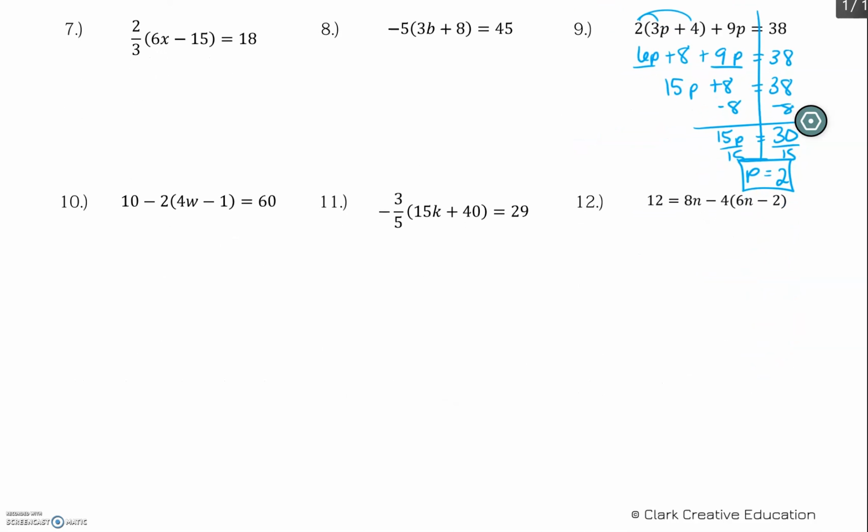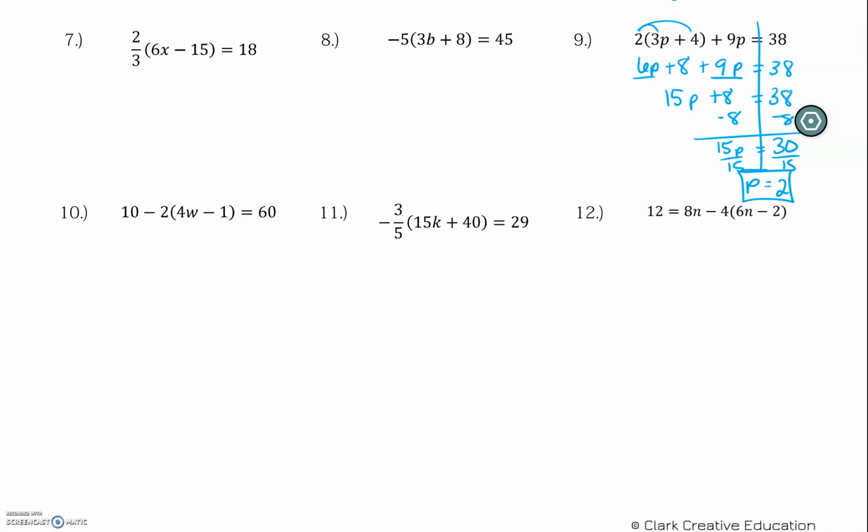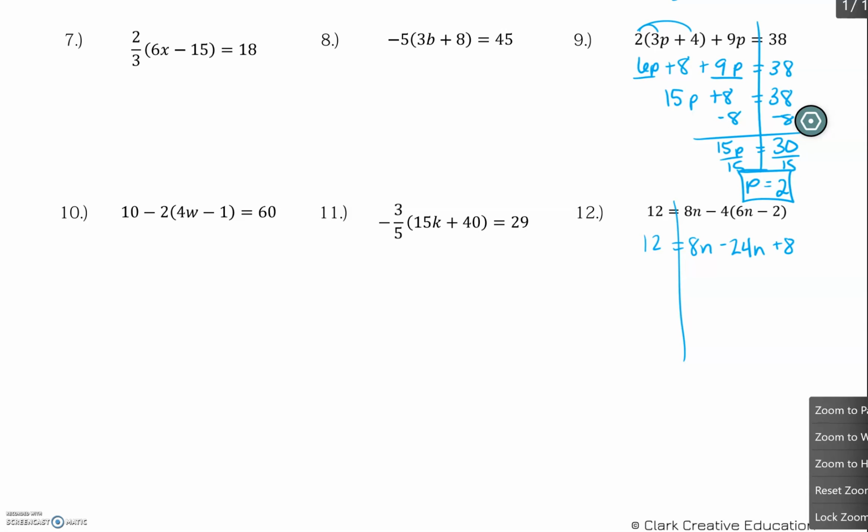All right, let's do number 12. Is there anything to simplify? Yes. Gonna distribute the 4. So I still have 12 equals 8n. Remember, we're distributing a -4, so -4 times 6n would be -24n. And -4 times -2 would be +8. Is there anything left to simplify? Yes. We can combine like terms here, so we still have 12 equals 8n minus 24n would be negative 16n.